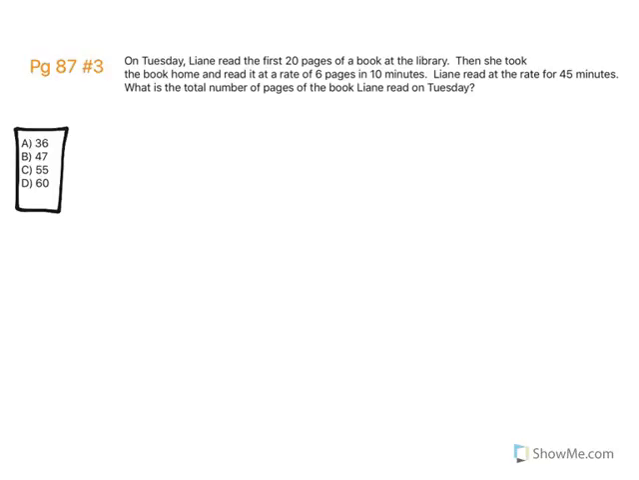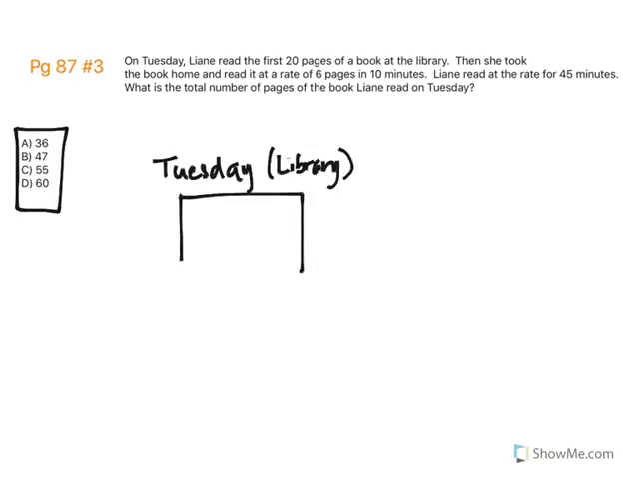So on Tuesday, Leanne read the first 20 pages of a book at the library. Okay, so Tuesday at the library. She read from page 1 all the way to page 20. All right, great. Then she took the book home. So Tuesday at home.